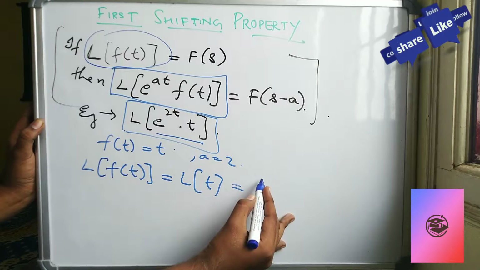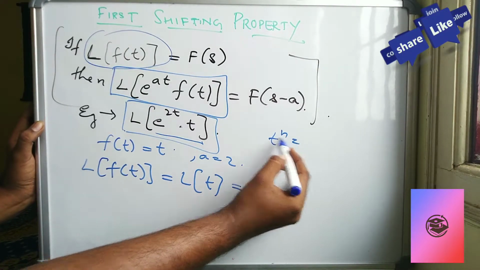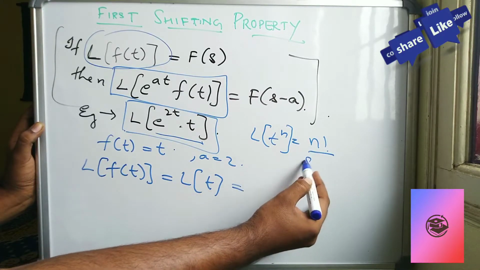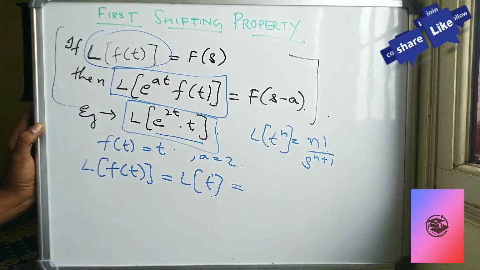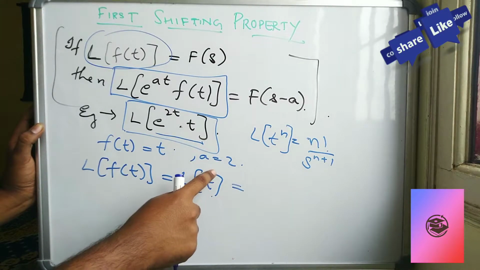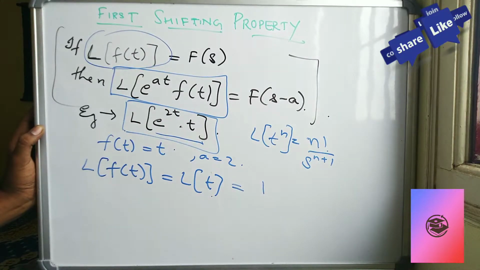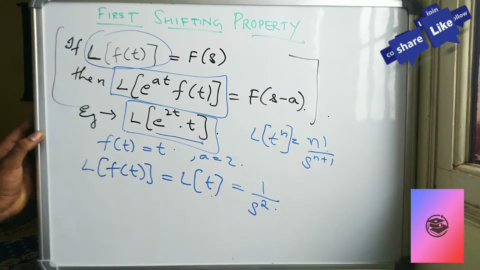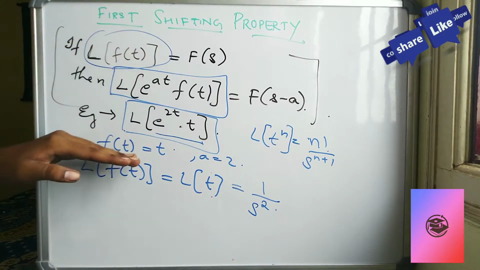We know the standard formula: Laplace transform of t power n is n factorial by s raised to n plus 1, where n in this question is 1. Nothing is there, that means 1 is there. Now n factorial, that is 1 factorial, by s power n plus 1, that is 1 plus 1, that is nothing but 2. So first you have to remember, compare these two and find f of t first.